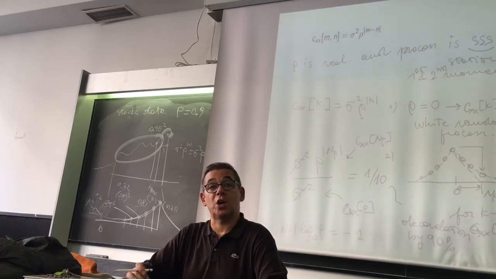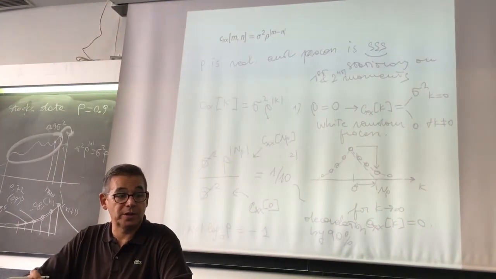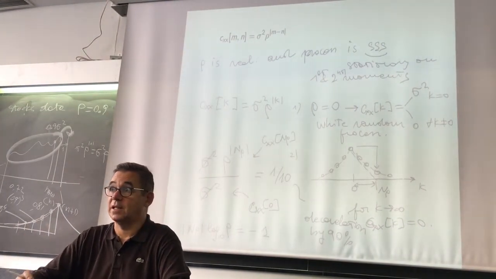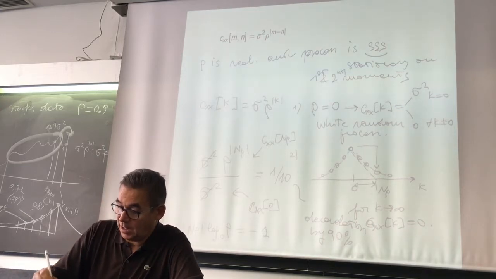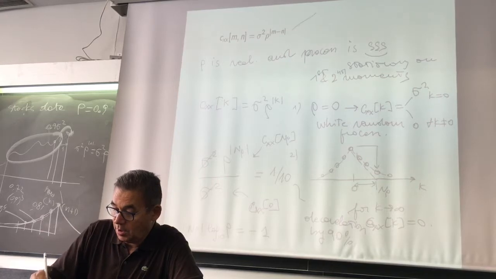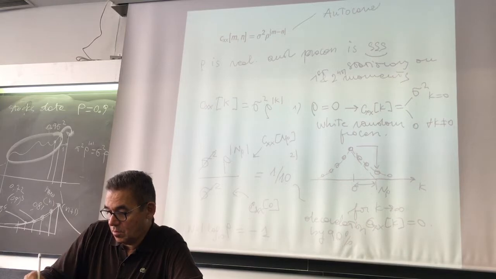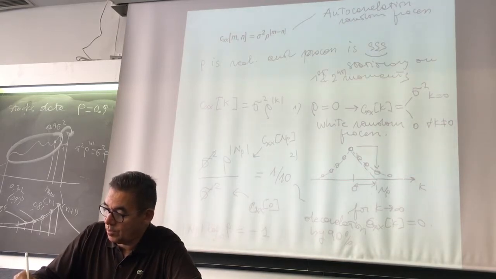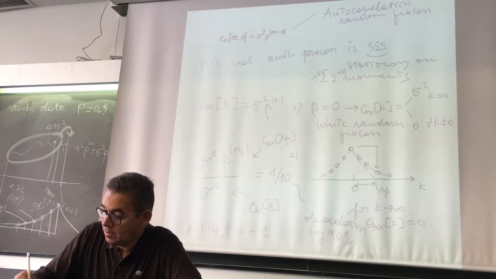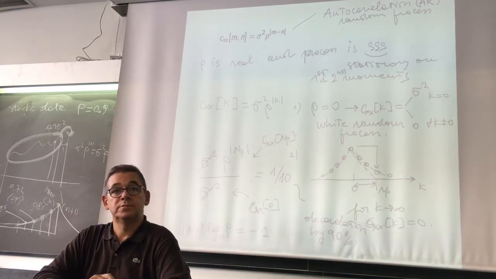Now, these exponentially correlated signals are very important in our semester and our job. And these are typically called autocorrelated random processes, called AR.